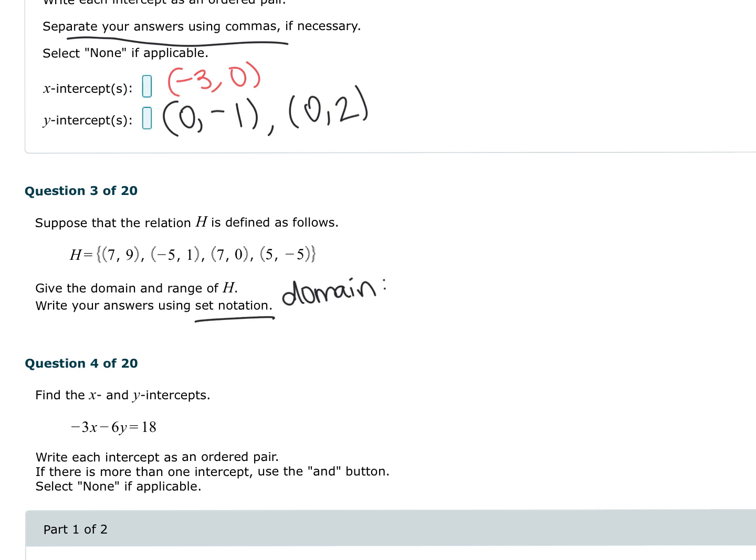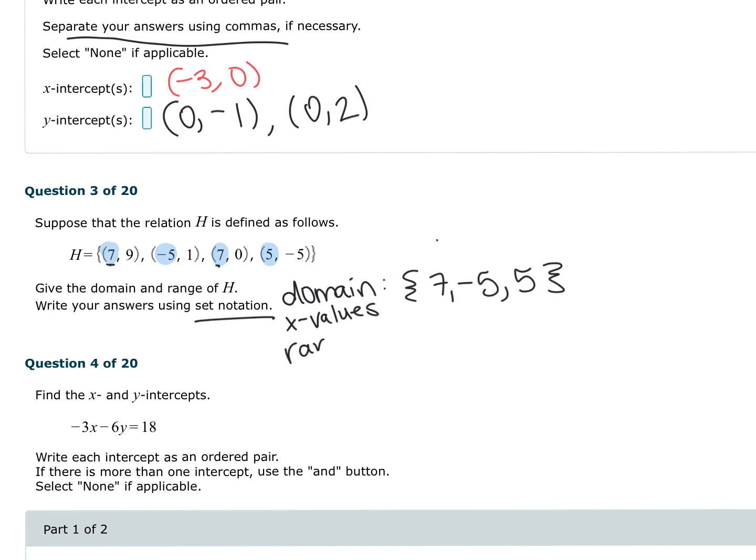Now just remember, domain are your x values. So I'm going to highlight these for you in blue. Here are all my x values, of course, that's the x coordinate there. Whenever I write this, I'm going to have to list these values, putting a comma in between. So I've got 7, -5, and 5. Notice we have the number 7 twice, but I only list it once. Okay, so that's my domain.